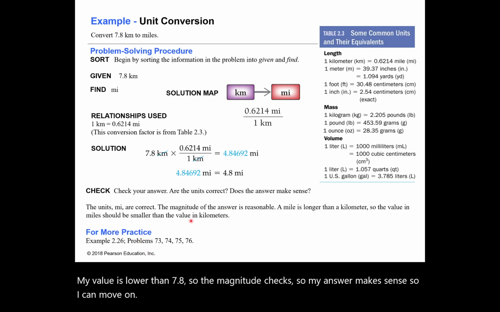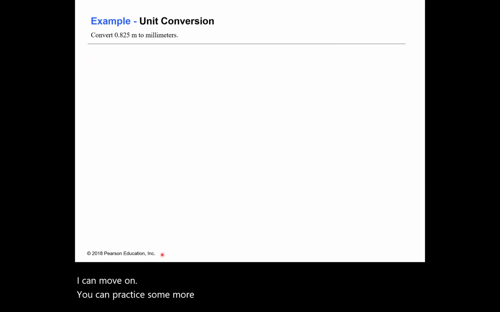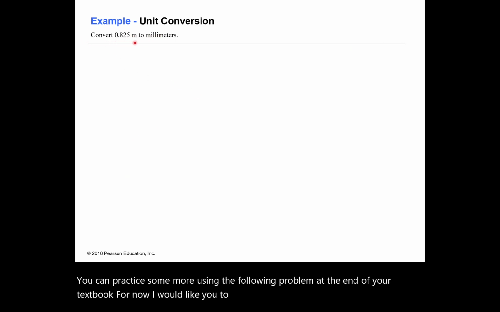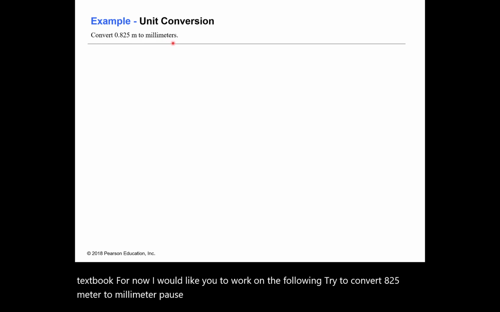You can practice some more using the following problems at the end of your textbook. For now, I would like you to work on the following. Try to convert 0.825 meter to millimeter. Pause the video, come back and check your answer.